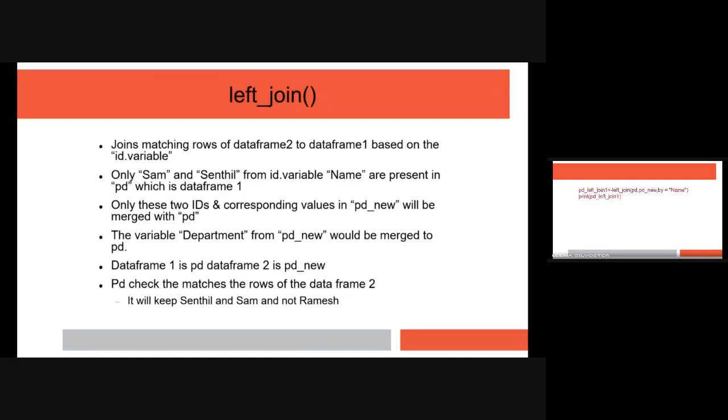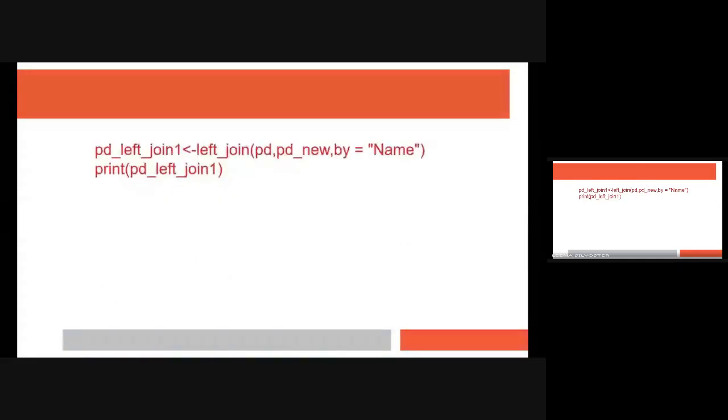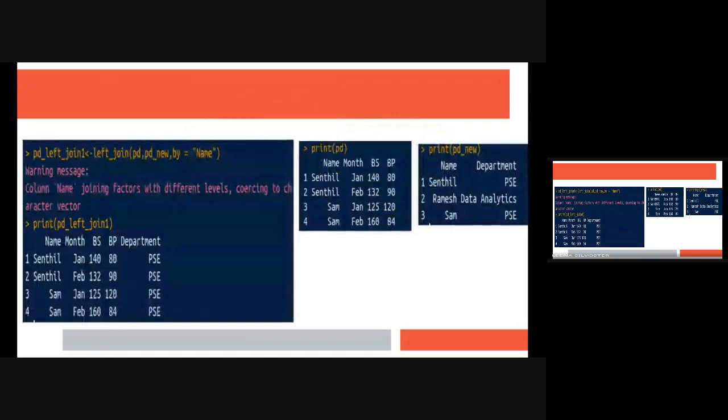Okay, let me explain the command. So here the command is left join. What are the data frames used here? The first data frame is PD and the new data frame is PD underscore new. And we are combining these two data frames based on the value name. After that we will print it. Okay, this is the screenshot of left join.